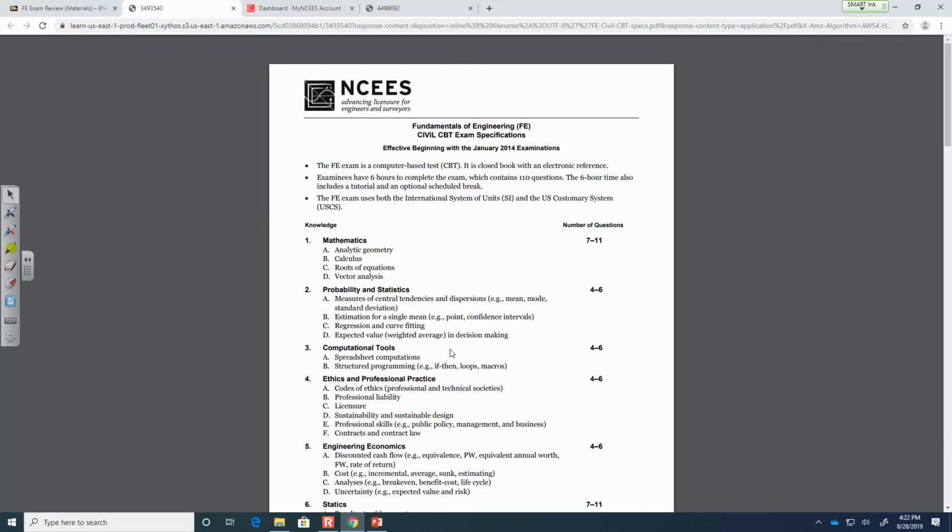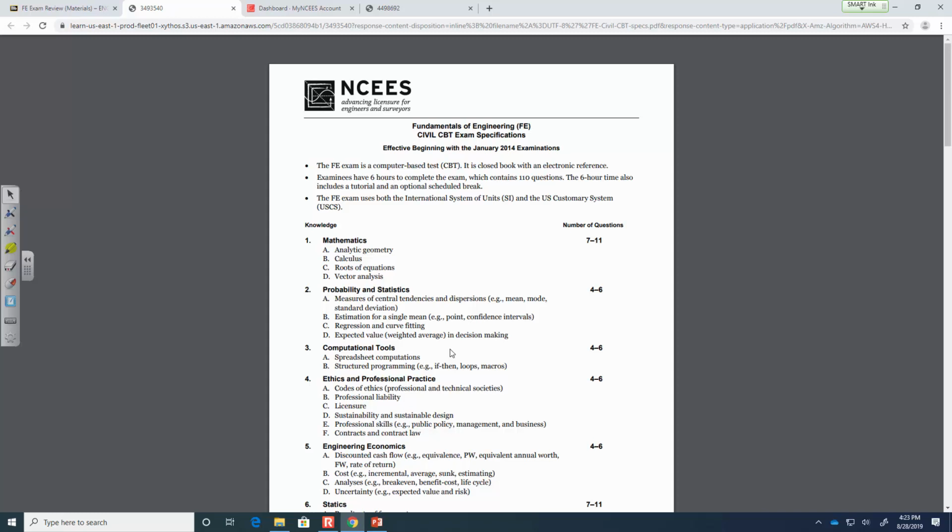Just so everybody's aware, the FE exam is a 6-hour test and it comprises 110 questions. It's split up into two chunks: you have a chunk in the morning, you'll take a break, and then you'll have a chunk in the afternoon. It's a computer-based exam, and it will pull from a database of questions. It will pull a certain number of math questions, a certain number of probability and statistics, and so on. Instead of telling you you're going to have 6 questions in probability and statistics and 4 questions in econ, it'll tell you this is about how many questions you're going to get.